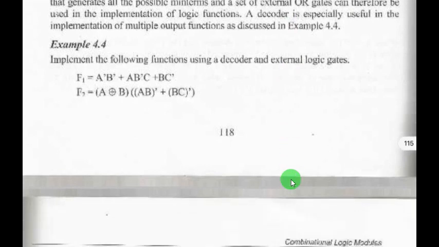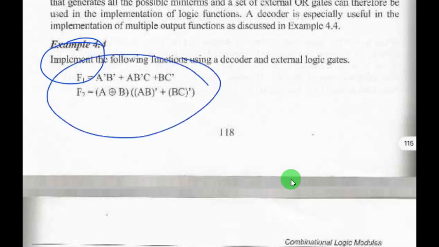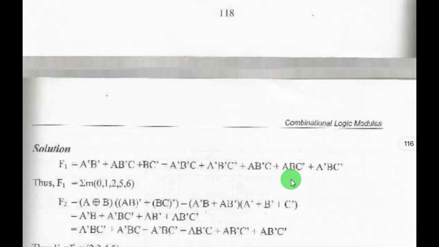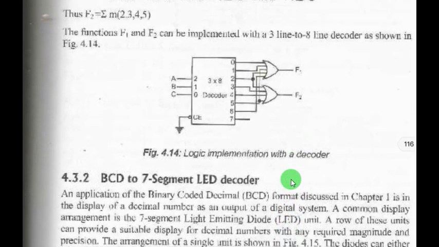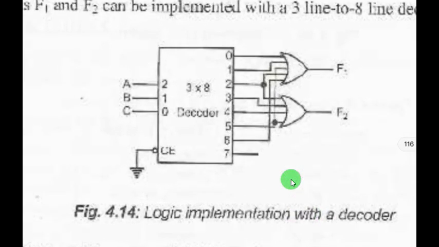We want to practice what we have learned. Then the question is asking, implement the following functions using a decoder and some external logic gates. This is quite straightforward, because we said if I can draw, I don't need to draw a demultiplexer here. I just want to illustrate one. There is a demultiplexer there.